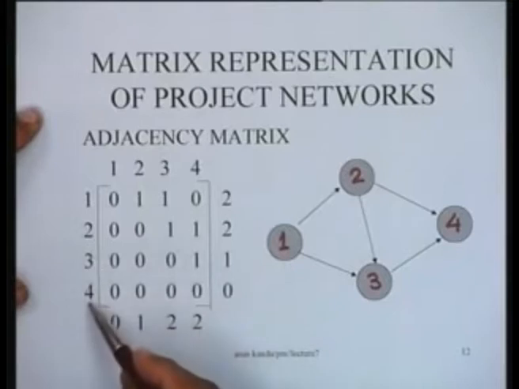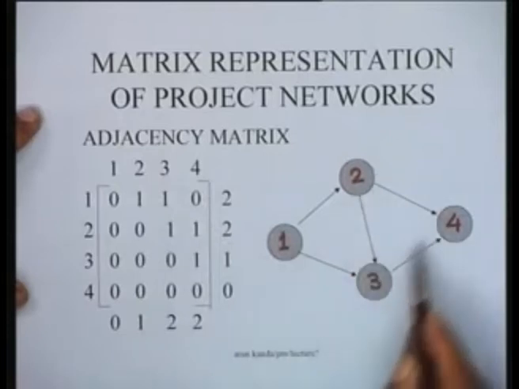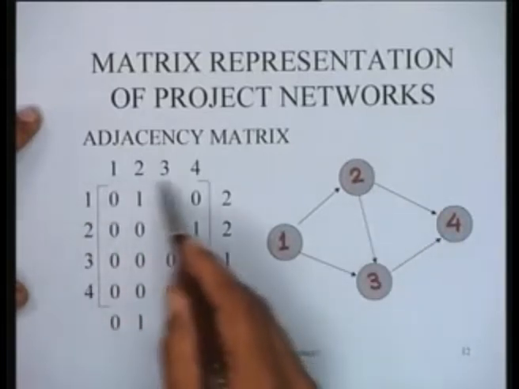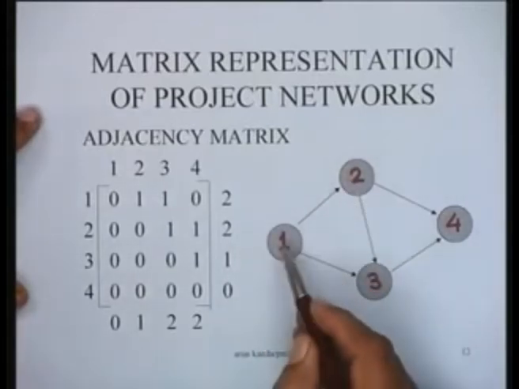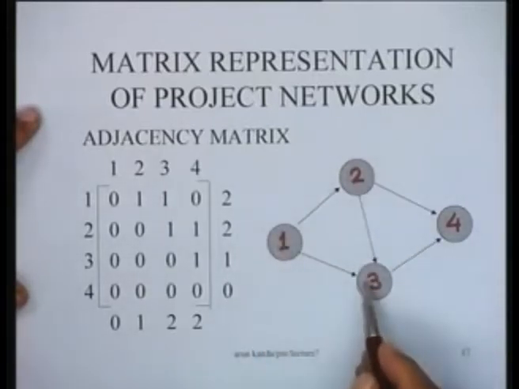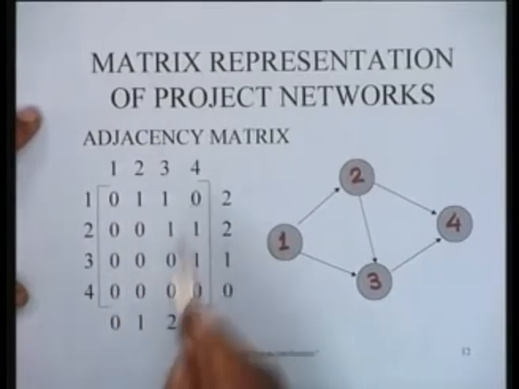It is a square matrix whose size is n by n, where n is the number of nodes. In this graph there are 4 nodes, so a 4 by 4 matrix. So it is very much like a from-to chart. For instance, from 1 there are 2 arcs to 2 and 3, other elements are 0.